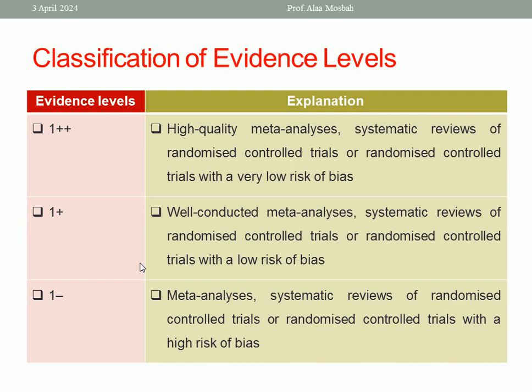So, what about 1 minus? Meta-analysis, systematic reviews of randomized controlled trials, or randomized controlled trials with high risk of bias. Of course, when the bias increases or there is high risk of bias, this drops down the evidence level.